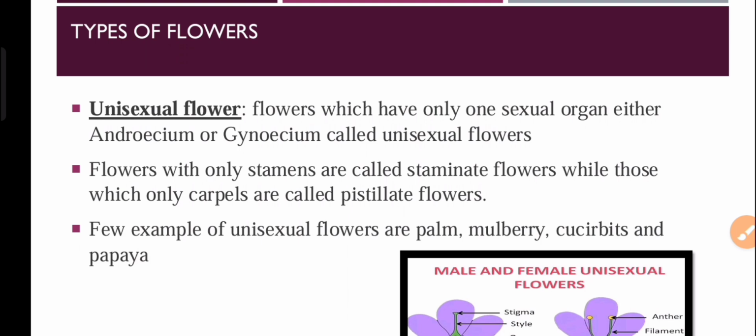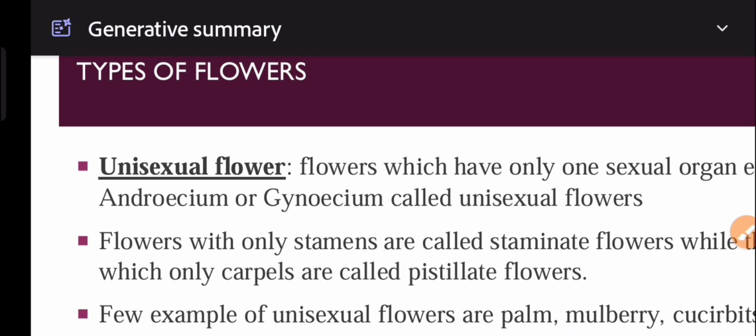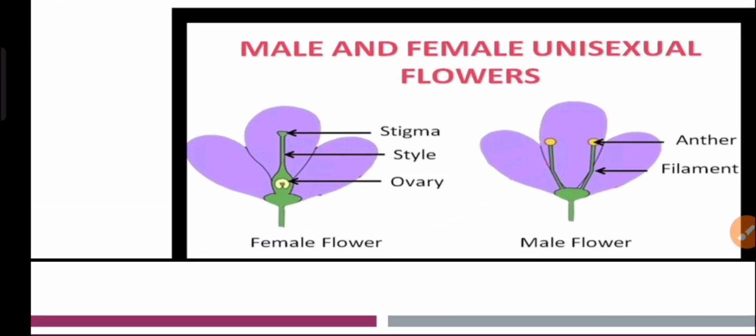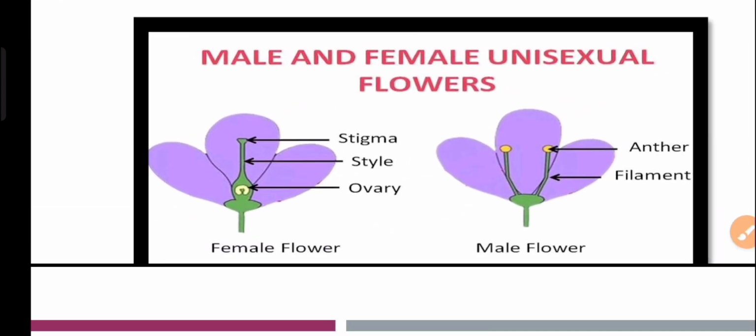And then next, coming to the types of flowers. Based upon the presence of sexual organs, flowers are divided into two main types, that is unisexual flowers and bisexual flowers. So what are unisexual flowers? Flowers which have only one sex organ.